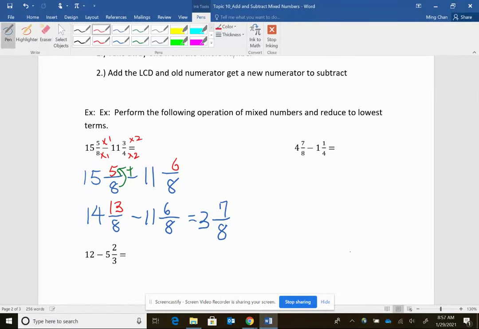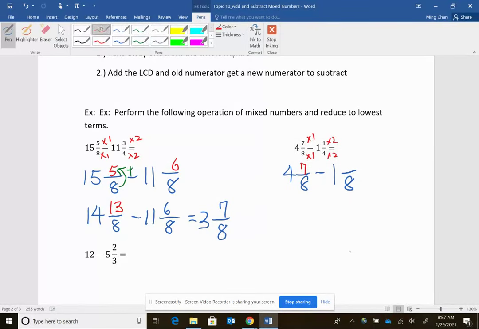All right, try another one. Okay, so if the first numerator does have enough to subtract, then we just subtract. There's no borrowing needed if it's enough to subtract. All right, LCD is 8, right? Between 8 and 4, LCD is 8. All right, so times by 1, times by 1, times by 2, times by 2.